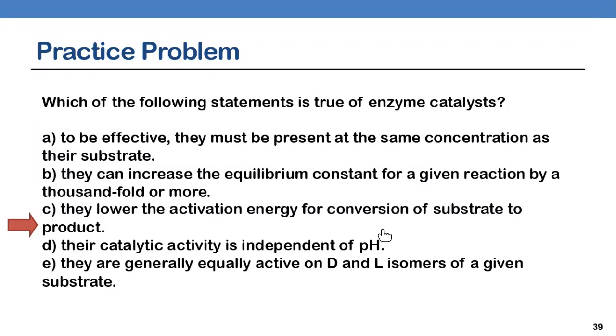They are dependent on pH, so they are very specific to pH and temperature. And enzymes don't need to be in the same concentration as your substrate. Usually you're going to have substrate in great excess to your enzyme. And going back to our first unit, proteins and enzymes are very, very specific to their proper enantiomer. So that is incorrect.